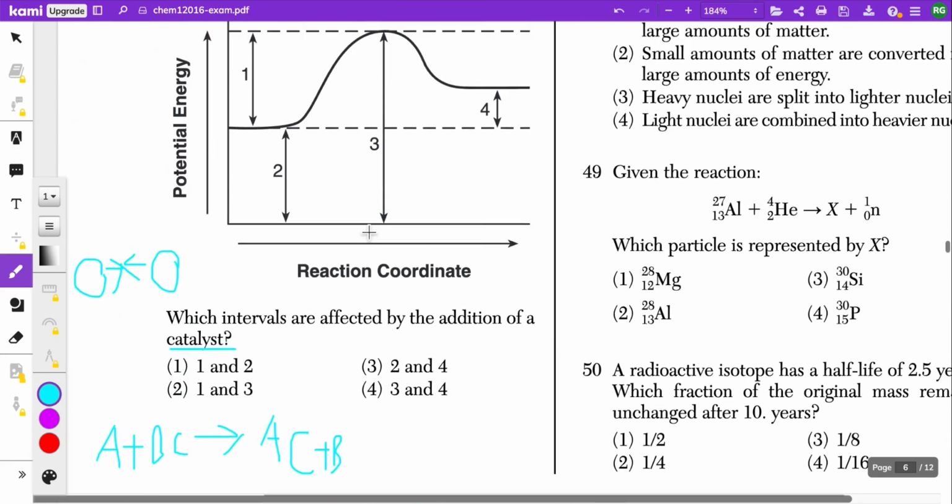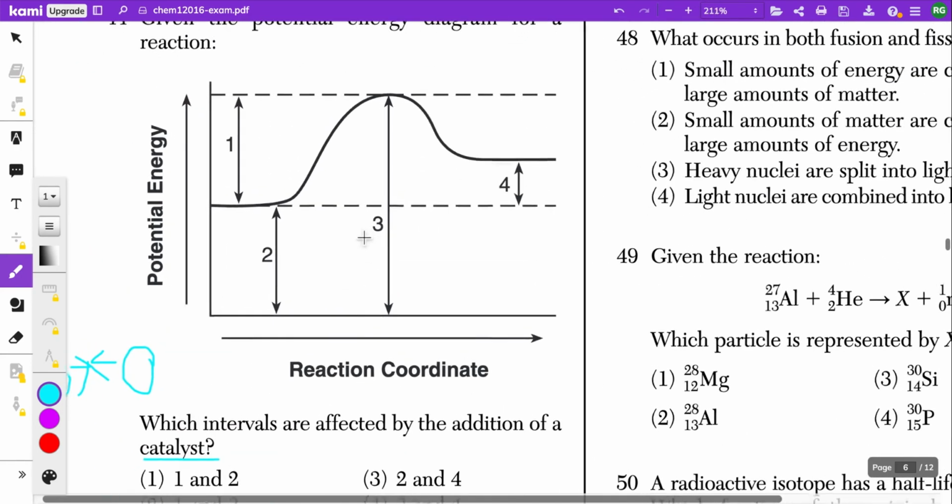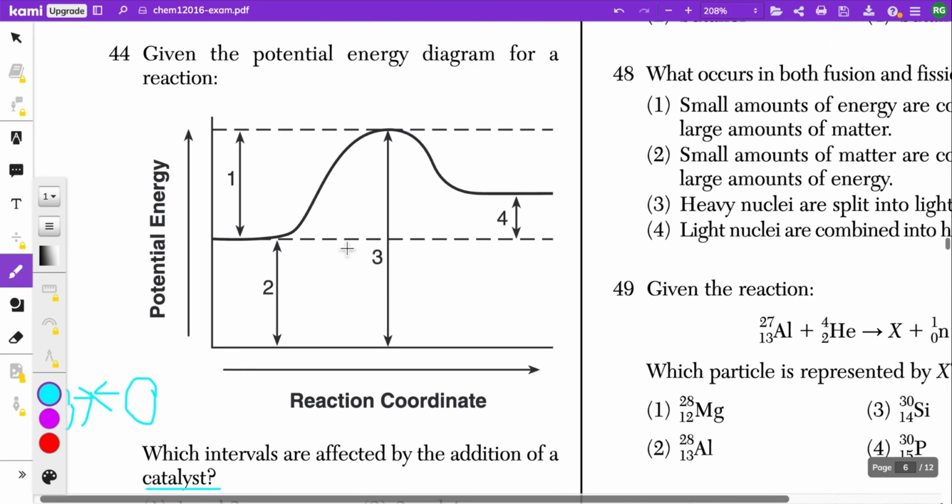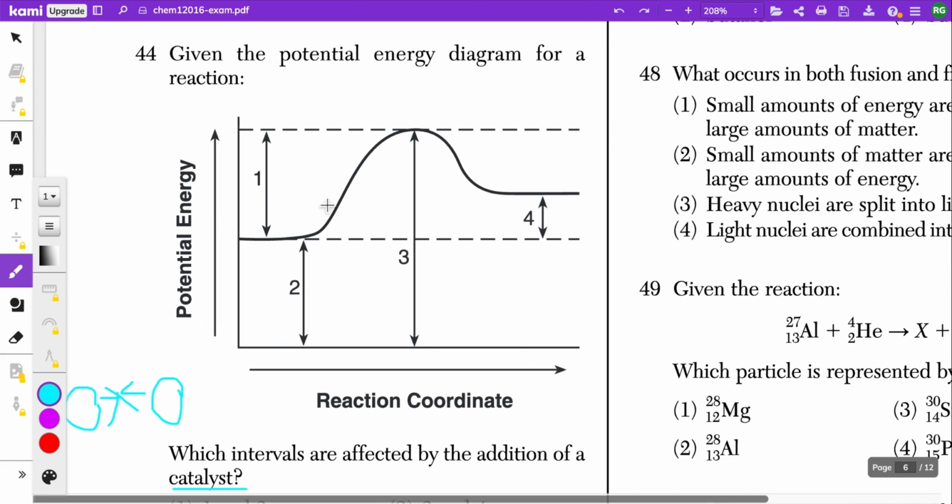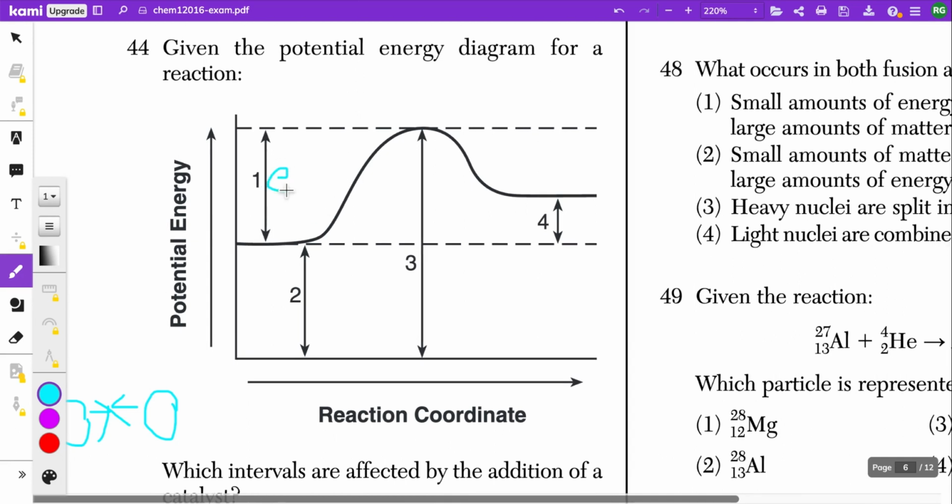way. Now, this is a potential energy diagram, and you'll see that you have this little hill right here. What does this hill represent? Well, from the top of this hill to right here, so we're talking about arrow number 1. Arrow number 1 represents the activation energy for the forward reaction.